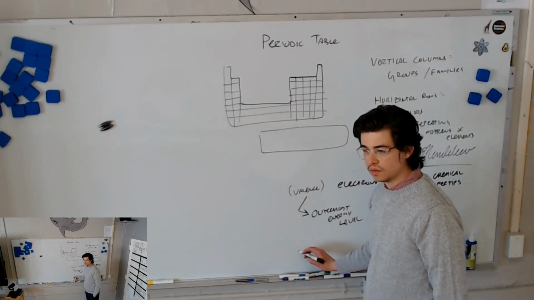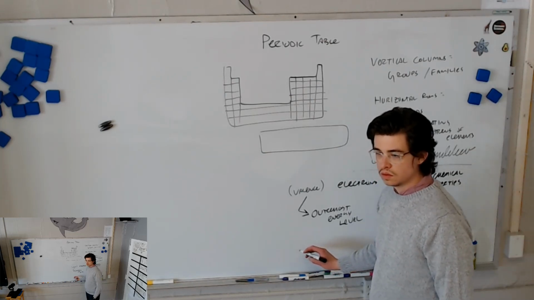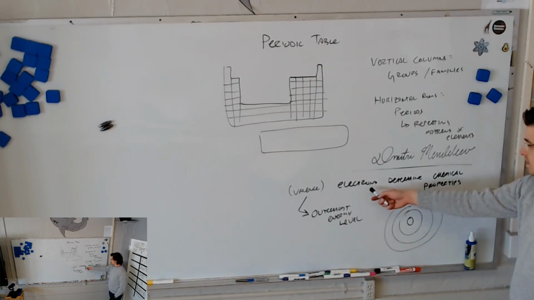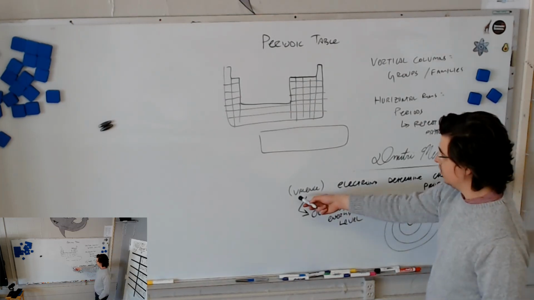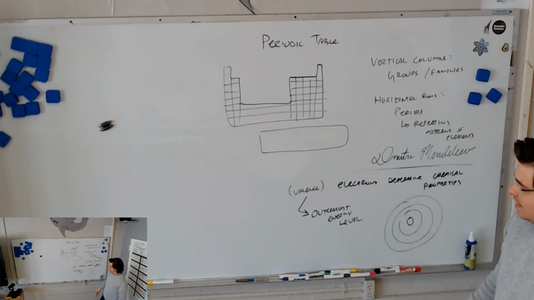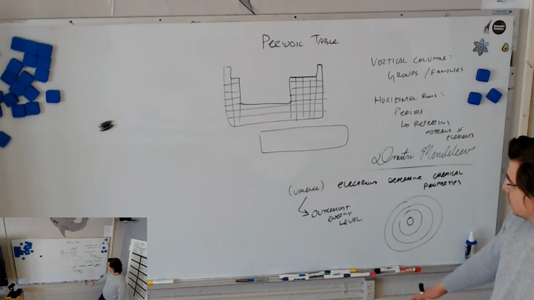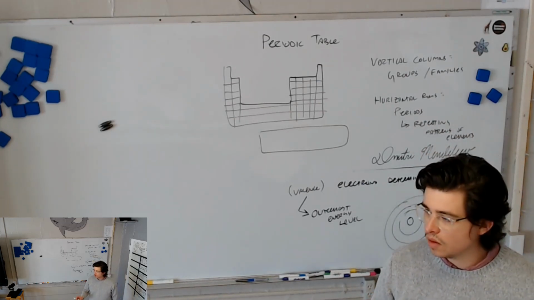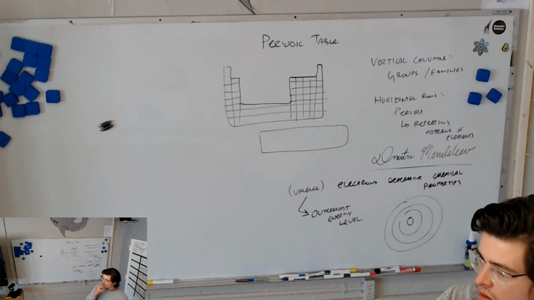You have a question, Kaya? Yeah, I didn't know what that word was. Which word? This says electrons determine valence. Oh yeah, valence. V-A-L-E-N-C-E. And that's another word for outermost.